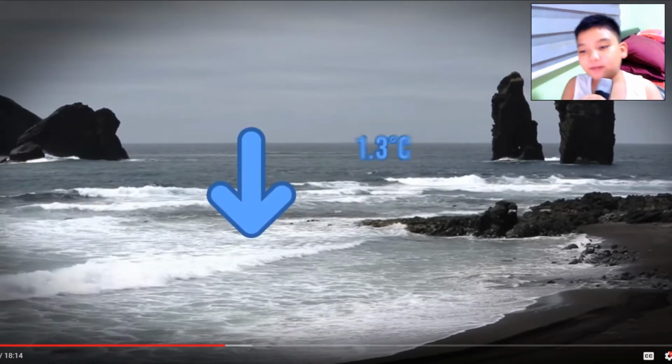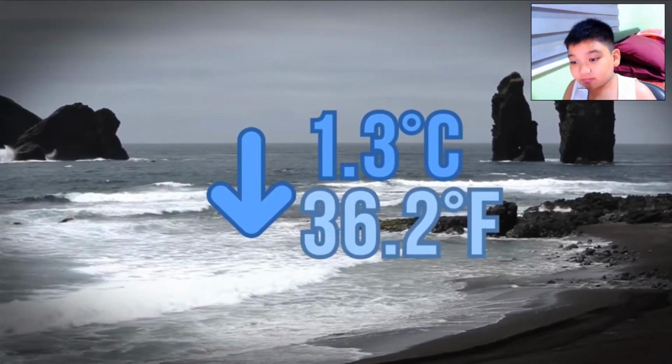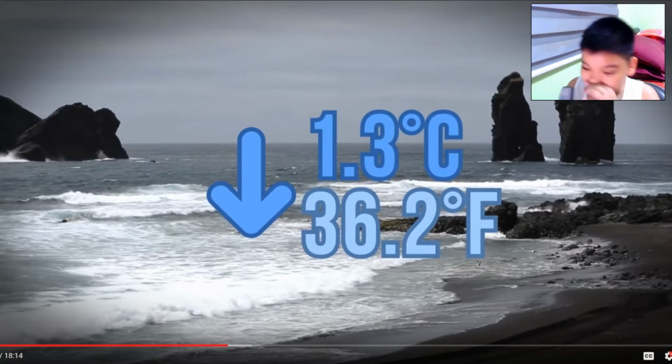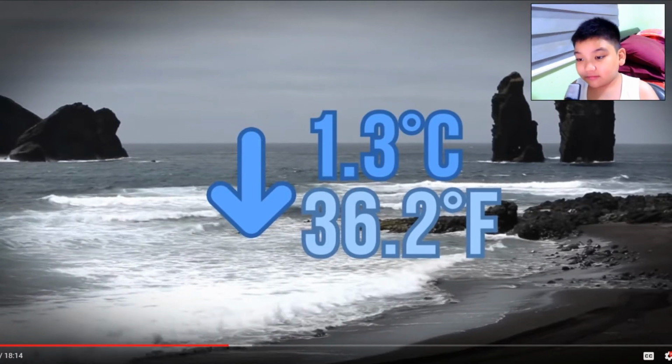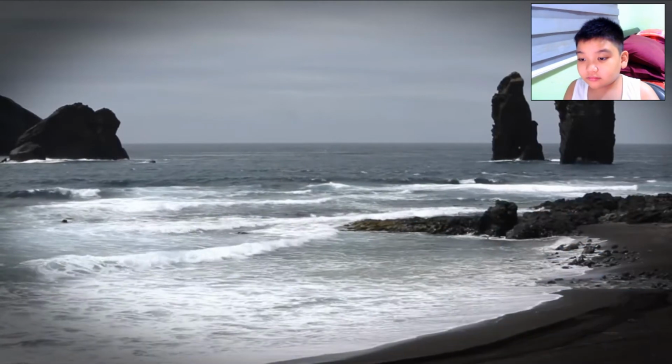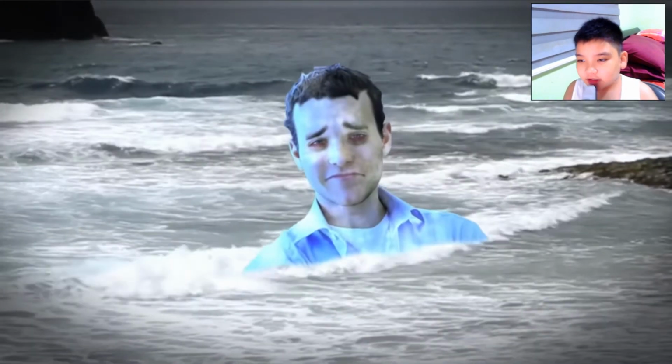Yearly minimums of 1.3 degrees Celsius, or 34.3 degrees Fahrenheit, are reported. Now that's very, very cold. So waters that are just barely above freezing, making this some seriously cold water and easily enough to kill a normal person in a matter of minutes.